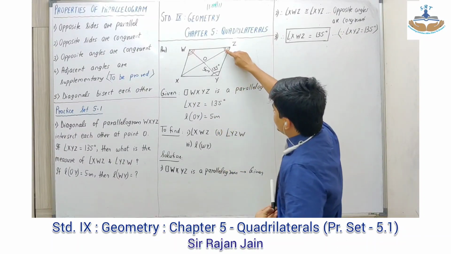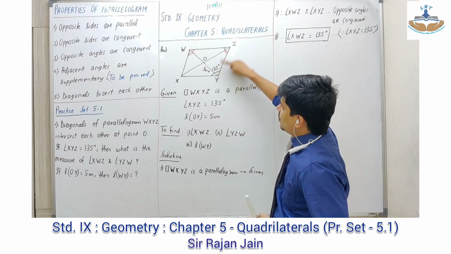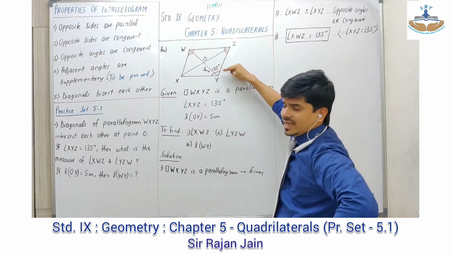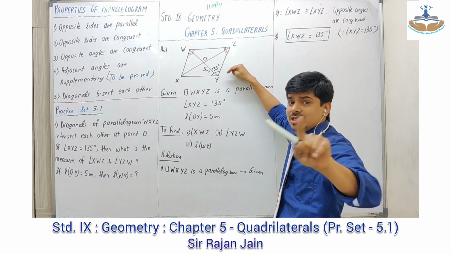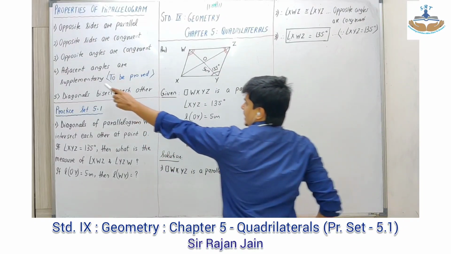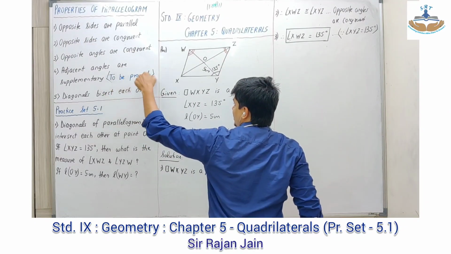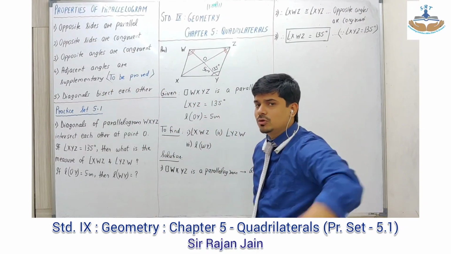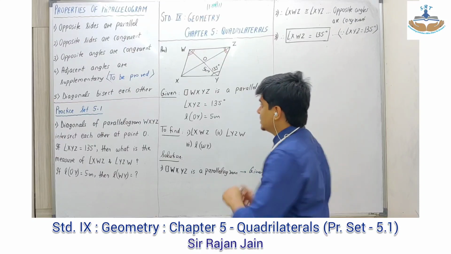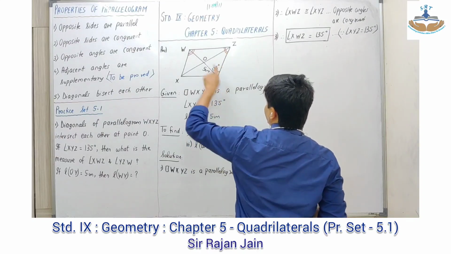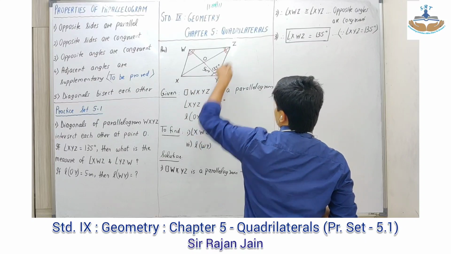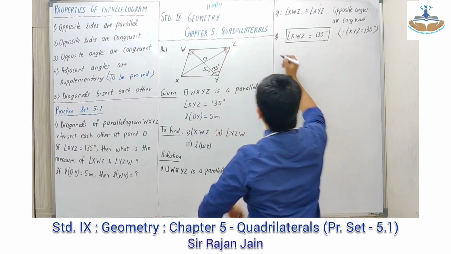Now I talk about this angle. Now this angle and this angle are what type of angles? They are adjacent angles. Adjacent angles का क्या property होता है? They are supplementary, but this property you need to prove. I told you, you have to prove by making use of interior angles. So these two are interior angles for WZ and XY with this YZ as the transversal.